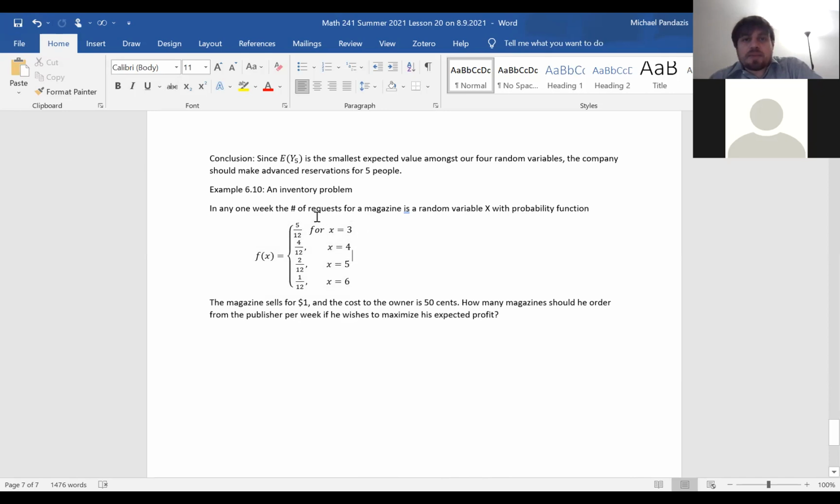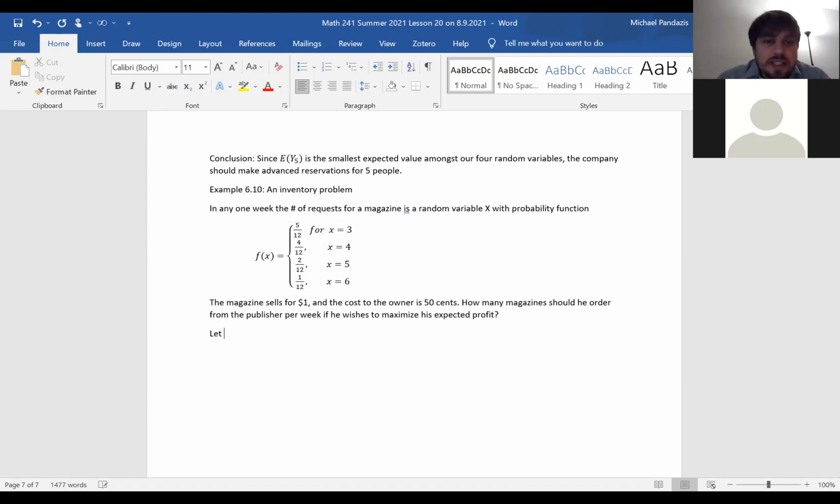Okay, so the possible number of requests, meaning the possible number he sells, is 3, 4, 5, or 6. So he'll sell 3, 4, 5, or 6 of a certain magazine. And these are the probabilities: 5/12, 4/12, 2/12, 1/12. If you add them, 5 plus 4 plus 2 plus 1, that adds up to 12. So these probabilities add up to 12 over 12, which is 1. So there are no other possible amounts of magazines that he can sell.